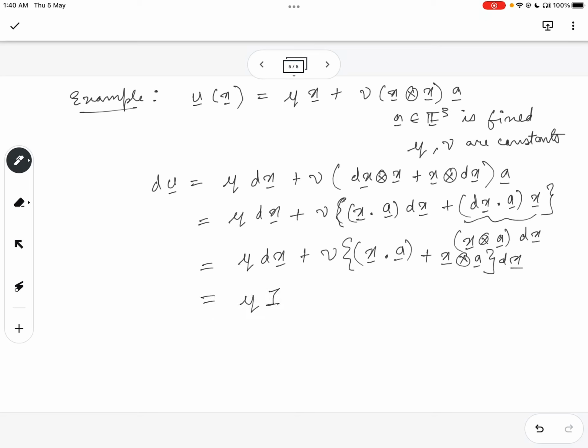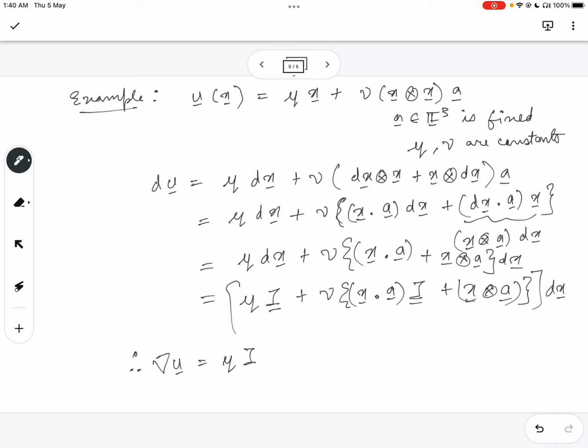This can be written in terms of the identity tensor: mu I plus nu x dot a I plus x dyadic a, this whole acting on dx. Therefore, the gradient of u is nothing but mu I plus nu a dot x I plus nu x dyadic a.